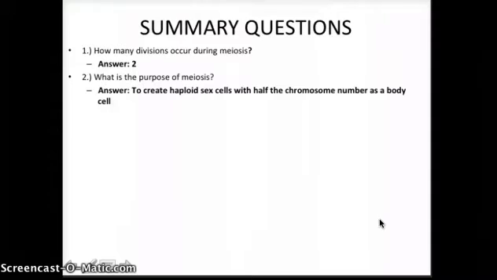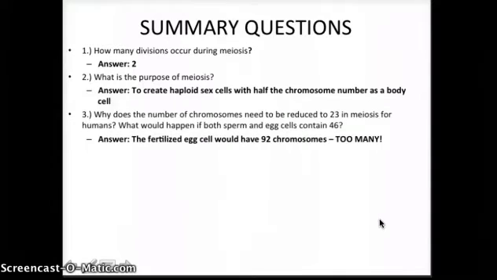And the third question, why does the number of chromosomes need to be reduced to 23 in meiosis for humans? What would happen if both egg and sperm contained 46 chromosomes? Pause here so that you can answer and press play when you're ready to check. Okay, so you're ready to check. The fertilized egg would have 92 chromosomes, which is way too many for a human.